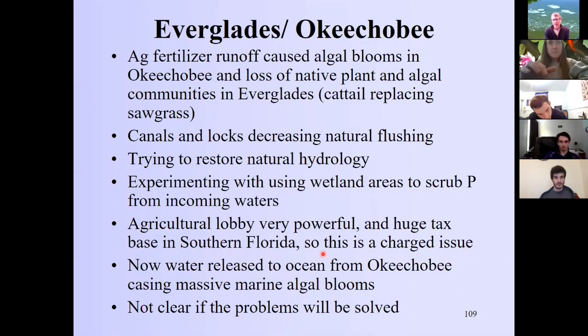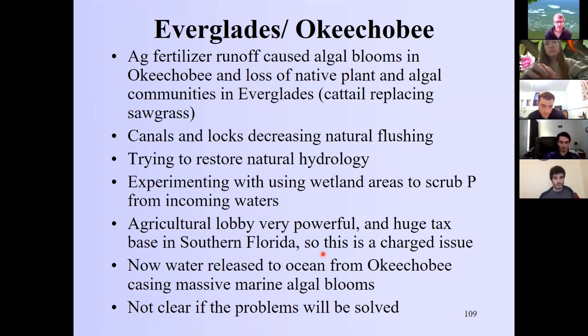Okay, we'll switch to the wetland stuff, and we're back to the Everglades and Okeechobee. So ag fertilizer runoff has caused algal blooms in Lake Okeechobee and loss of native plants and algal communities in the Everglades. So as you fertilize the Everglades, the phosphorus from agriculture causes a switch over to these cattails, and so you have a much less diverse system. And the species that depend upon the Everglades, like the Everglades snail kite, those snails are not able to grow in the cattails as well.